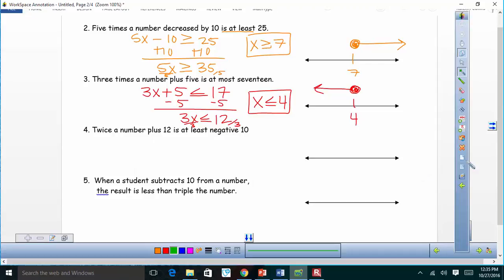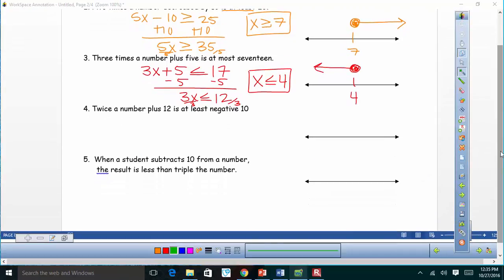Okay, let's try number 5. Number 5 is phrased a little bit different. So it says, when a student subtracts 10 from a number, the result is less than triple the number. Very good. X minus 10 is less than, so it means it's pointing to the left. 3x. Perfect. Y'all did that a lot better than I thought.